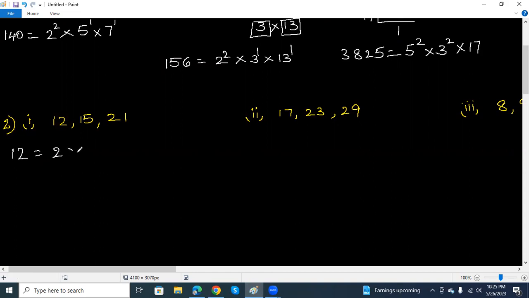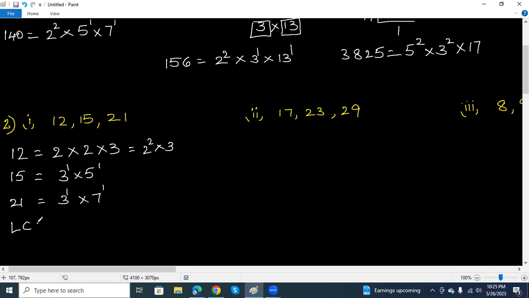2 sixes are 12, and 6 can be written as 2 times 3. So this is 2 squared into 3. Next, 15. 15 is nothing but 3 fives. 3 and 5 are prime numbers: 3 power 1, 5 power 1. Next, 21. 3 sevens are 21. 3 and 7 are prime numbers.